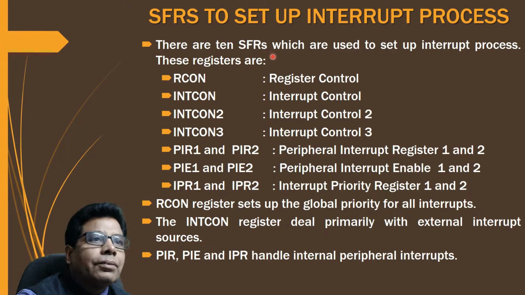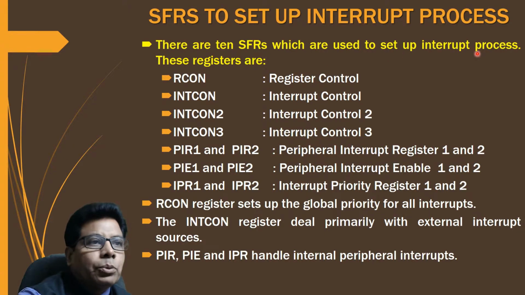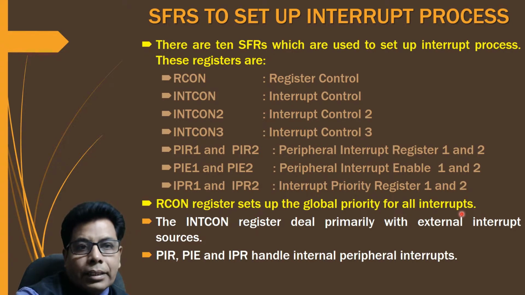Then let us see the SFRs to set up the interrupt process. There are 10 SFRs which are used to set up the interrupt process. These special function registers are RCON, that is reset control, INTCON, interrupt control, then INTCON2, interrupt control 2, INTCON3, interrupt control 3, PIR1 and PIR2, peripheral interrupt request registers 1 and 2. Then PIE1 and PIE2, peripheral interrupt enable 1 and 2, then IPR1 and IPR2, interrupt priority register 1 and 2. The RCON register sets up the global priority for all interrupts.